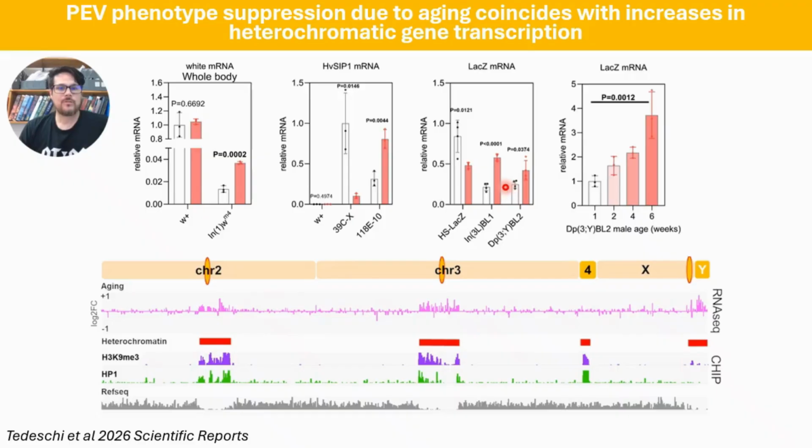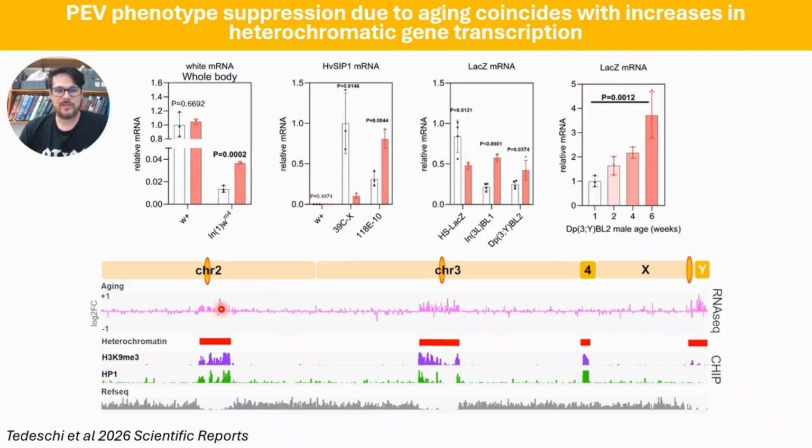And if we were to look more broadly at the transcription of genes endogenously in flies, we can use RNA sequencing data. That's this here. Basically showing you whether or not there's an increase. So if these bars go above the line, that means there's increased transcription. If they go below, that means there's decreased transcription.